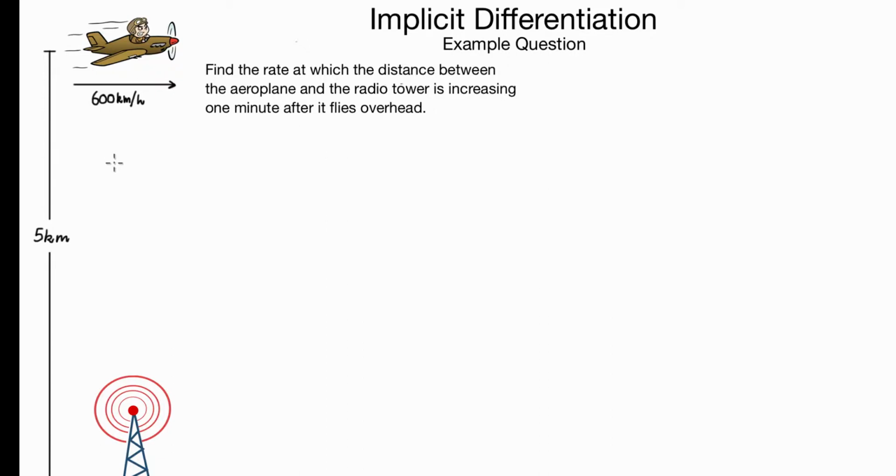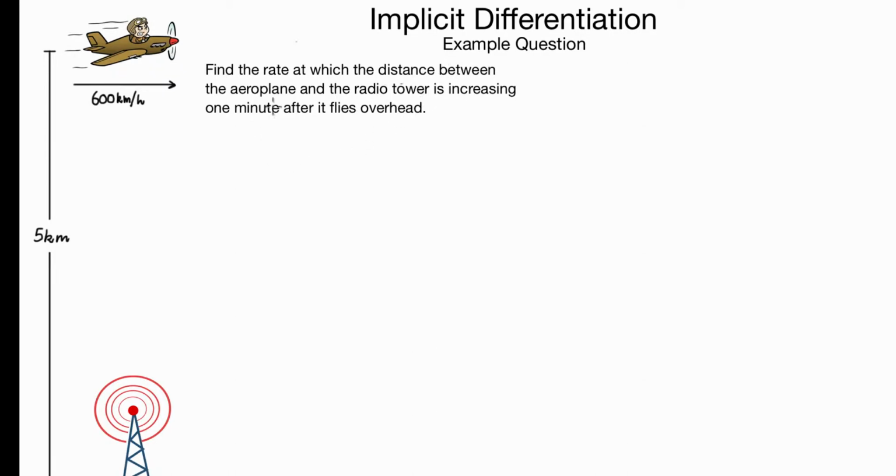Okay, we're asked to find the rate at which the distance between a plane that is flying horizontally directly above a radio tower is increasing 1 minute after it flies overhead. Now, to solve this question, we're going to use the method of implicit differentiation, which is just a fancy way of doing the chain rule.